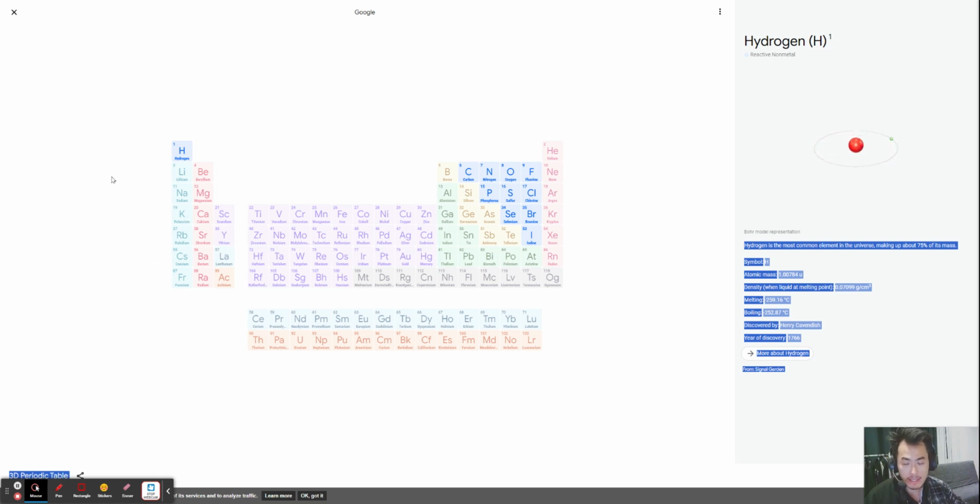The general idea of how elements are being arranged is through the atomic number. As you may recall, atomic number is the number of protons. So we have 1, 2, 3, 4, 5, 6, 7, 8, 9, 10.